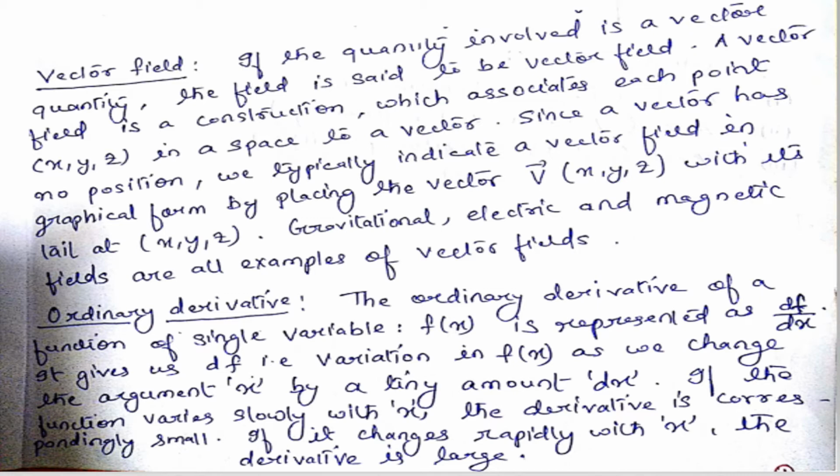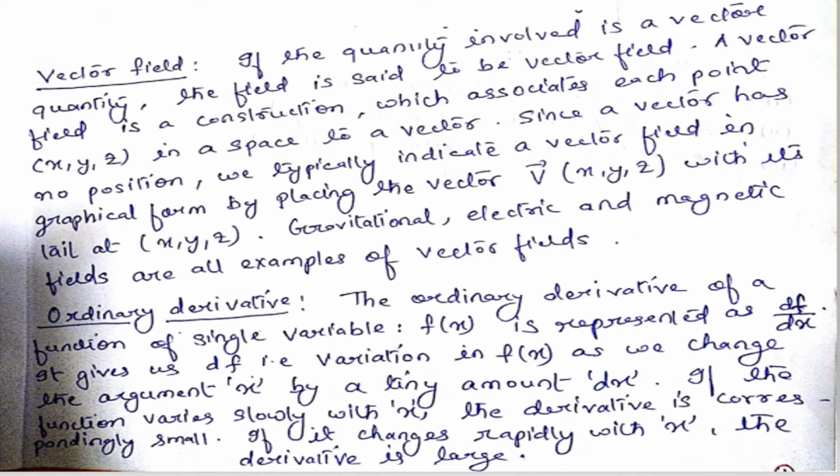Now if you talk about a vector, a vector does not have any position. A vector has no position. So we always indicate a vector field in graphical form by placing a vector v bar with its tail at x, y, z. You will have to keep this in mind, and this will become more clear as I move on to my next slide, where I'm going to talk about the derivative of a function, the gradient of a function.